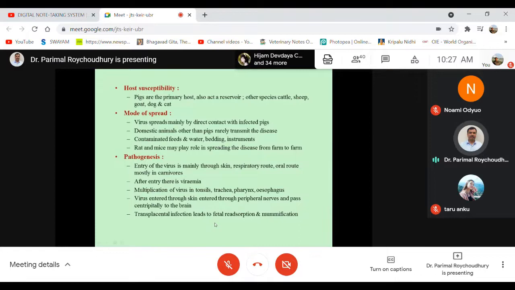From the mouth cavity, the virus can enter through peripheral nerves and pass centripetally to the brain. So this virus is neurotropic. They can cause degenerative changes in the central nervous system, and that leads to development of neurological signs and symptoms like head pressing, staggering gait, and incoordination, which we can frequently see.